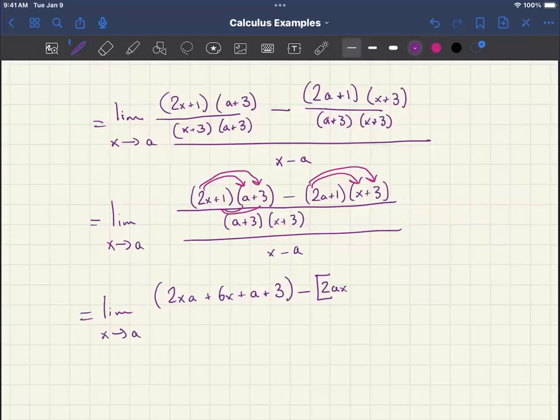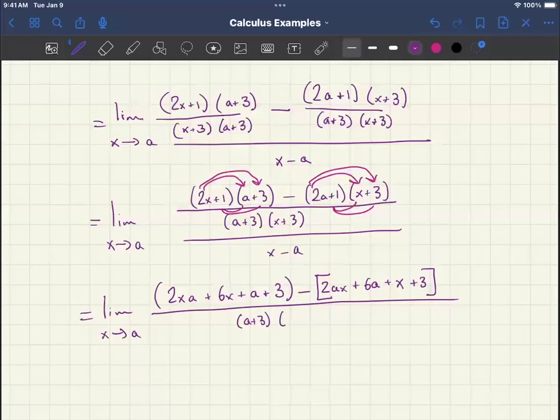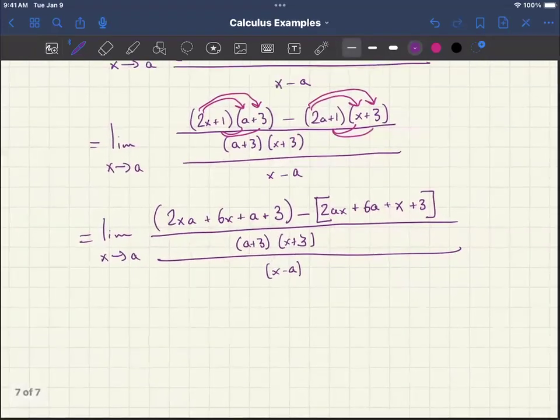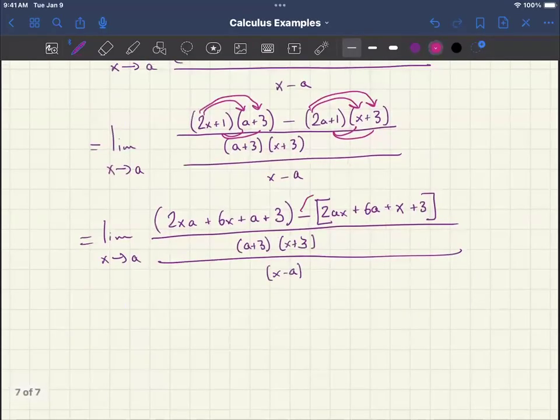So we get 2ax plus 6a plus, and now we distribute that 1, and we get plus x plus 3. And again, our denominator is a plus 3 times x plus 3, and that is all over again an x minus a. All right, now let's distribute our negative sign.